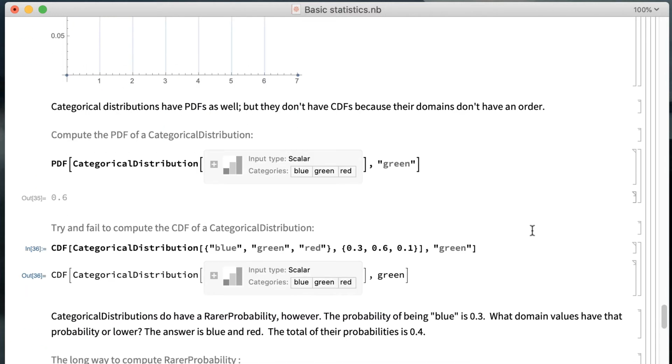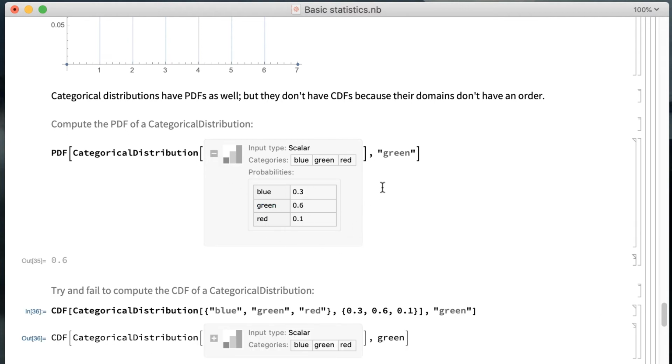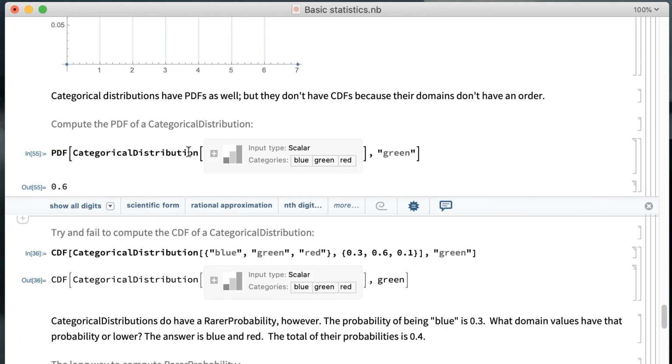Okay, what about categorical distributions? I think I've mentioned those before. These are distributions that don't produce numbers or things that can easily correspond to numbers. They produce just discrete things, like maybe eye color or something. I guess no one has red eye color. Hair color. So we can ask, what's the PDF of this categorical distribution evaluated at green? It looks in its little table and says, oh, the probability of green is 0.6. So I will just spit back 0.6.